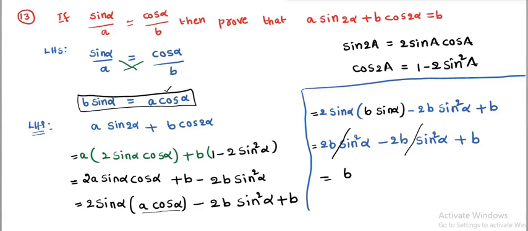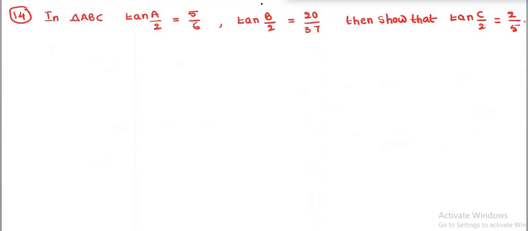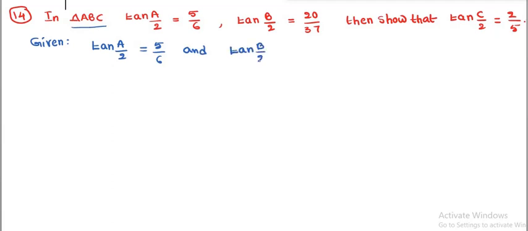Next problem. In the next problem, in triangle ABC, tan A by 2 is equal to 5 by 6, tan B by 2 is equal to 20 by 37. Then show that tan C by 2 is equal to 2 by 5. Given tan A by 2 is equal to 5 by 6, and tan B by 2 is equal to 20 by 37.